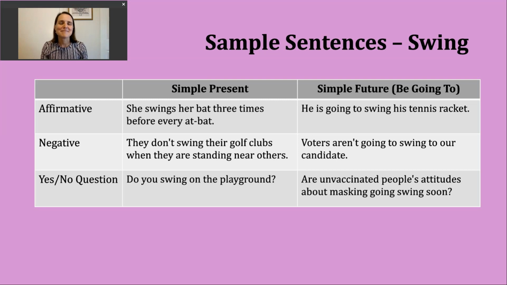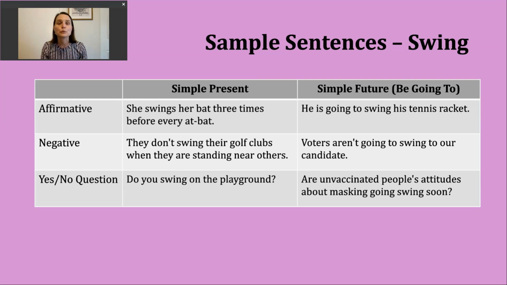Finally, let's look at making a yes or no question in the simple present. To do this, start with do, then you'll have your subject, and then the base verb. Now, if your subject is he, she, or it, you'll want to use does instead. Let's look at another example. Do you swing on the playground? Right? So this would connect back to the first definition we looked at, so kind of that idea of moving back and forth.